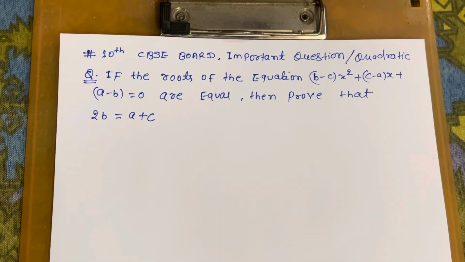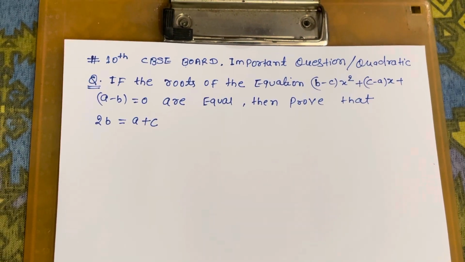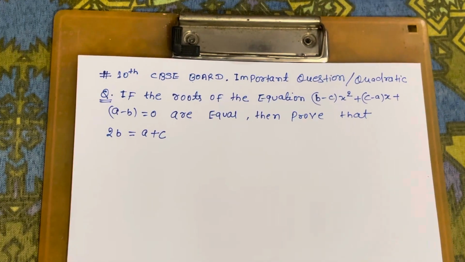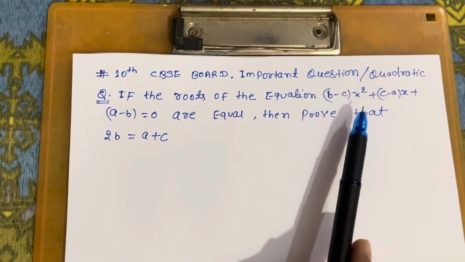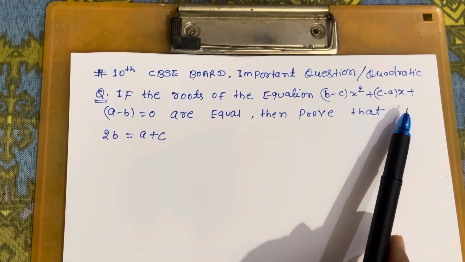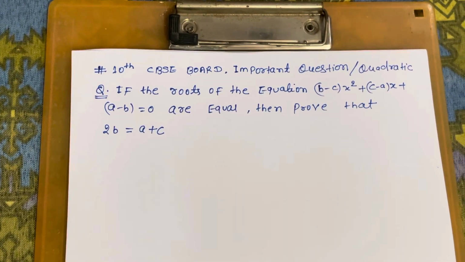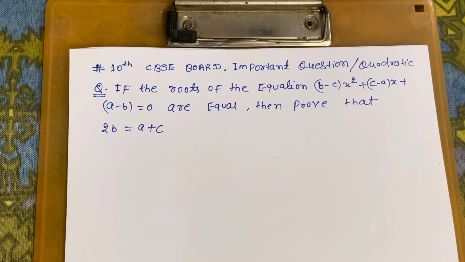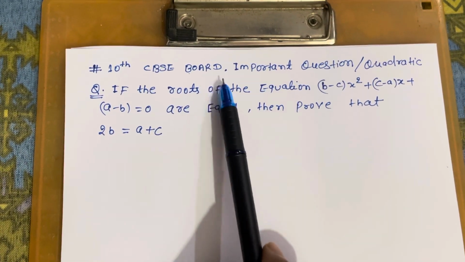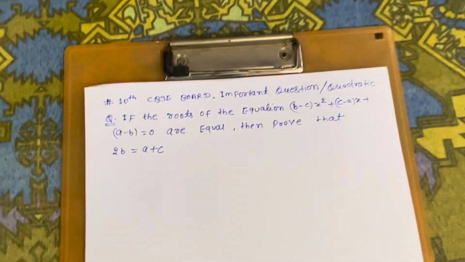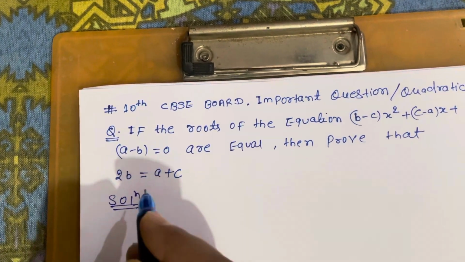This is a highly important question from the quadratic equation chapter. The question is: if the roots of the equation (b minus c)x square plus (c minus a)x plus (a minus b) is equal to 0 are equal, then prove that 2b is equal to a plus c. This question is highly important for the 10th CBSE Board Exam 2025. So we'll see how we can solve this question.